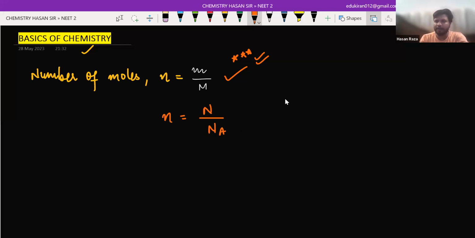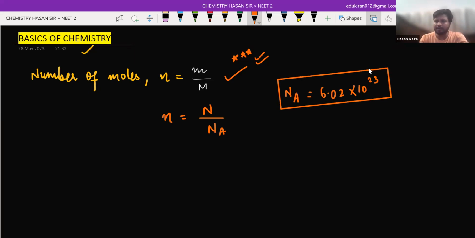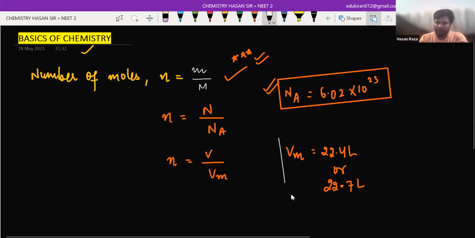And everyone knows what Avogadro number is. Avogadro number is equal to 6.022 or 6.023, any one of them you can pick, into 10 raised to the power 23. This is the value of Avogadro number. And the last formula for number of moles is given volume upon molar volume. This molar volume has a value 22.4 liter, or you can use 22.7 liter. It will not affect your answer, both are correct.